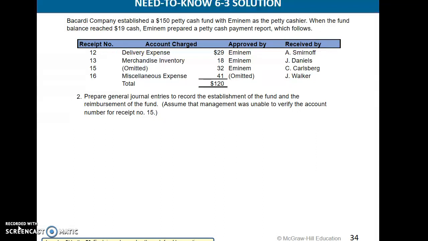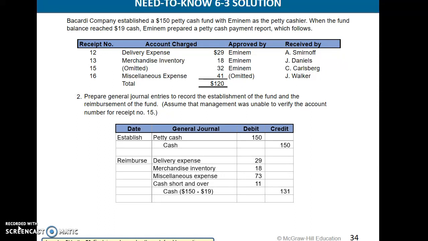Another need to know, same information. Here it says prepare journal entries to record the establishment of the fund and the reimbursement of the fund. So if we're going to establish the fund, then we have to have a debit to a petty cash fund, and then we're going to have a credit to cash. So a petty cash fund of $150, and then we're going to credit cash for $150. Then when we reimburse the fund, we're going to take all of those expenses that were expended and total those up and credit our cash for that amount.